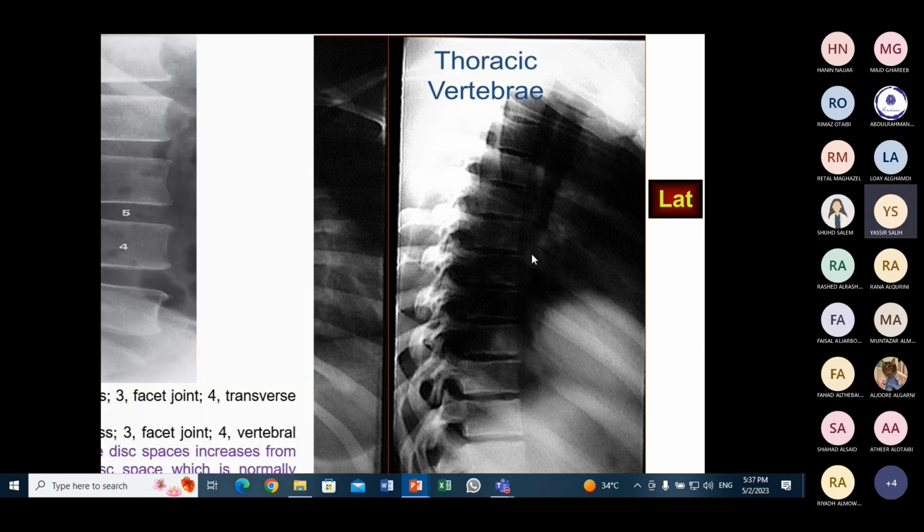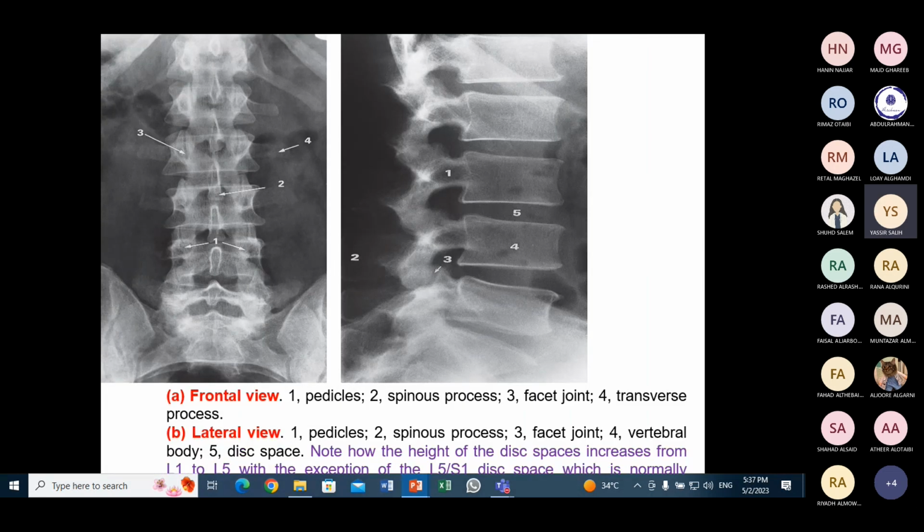The next part is the lumbar spine. There are 5 lumbar vertebrae. This is AP. This is the fifth, fourth, third, second, first vertebral body. These are the spinous processes, and these are the transverse processes.